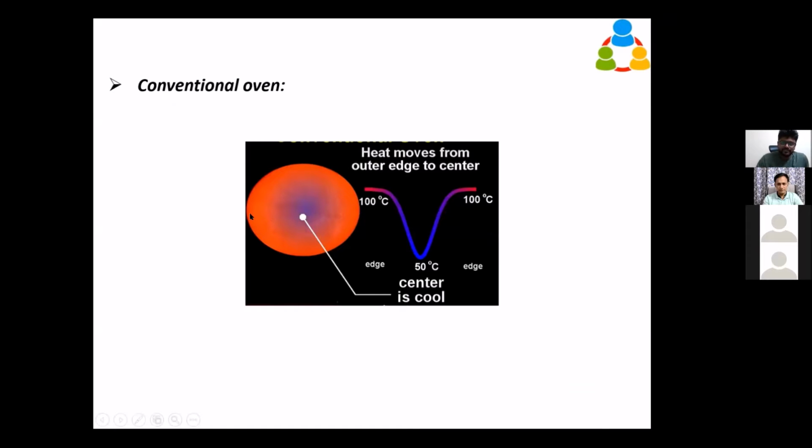So heat will transfer from the outside to the inside. If you check the outer layer of the potato, the heat transfer will be maximum there. When you go to the core of the potato, it will drop. So relatively the center is cold compared to the outside surface of the potato. This is what happens in the conventional heating method.